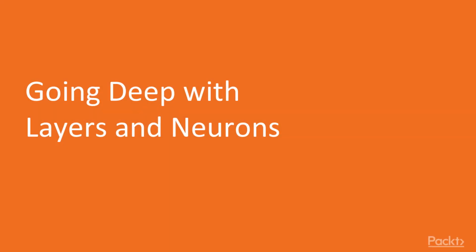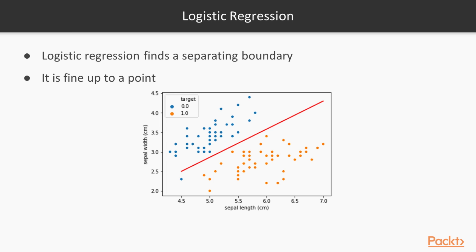Hey guys, in this video, we'll be going deep with layers and neurons. We already saw what we can accomplish with logistic regression, where we train a model to place objects into two or more classes. Now we investigate whether we could go further.